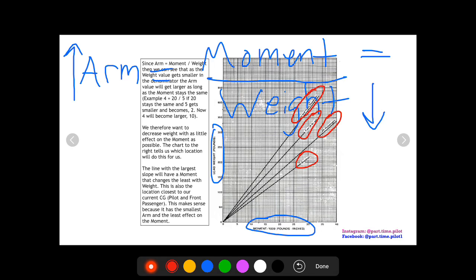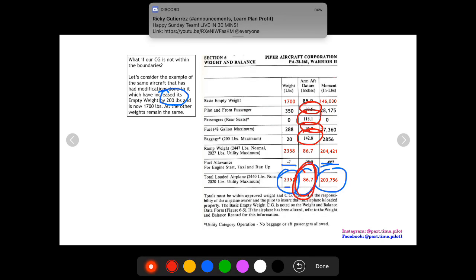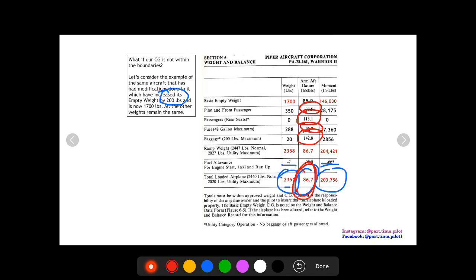So in order to reduce weight and change the moment as little as possible, how do we do that? Well, we want to remove weight at a location that is closest to our current CG. Okay, so if we go back here, current CG is 86.7, and we know these are our arms. We can move stuff from the pilot and front passenger seat at 80.5, the passengers rear seats at 118, fuel at 95, or baggage at 142. So the closest to 86.7 is either the pilot and front passenger seat or the fuel.